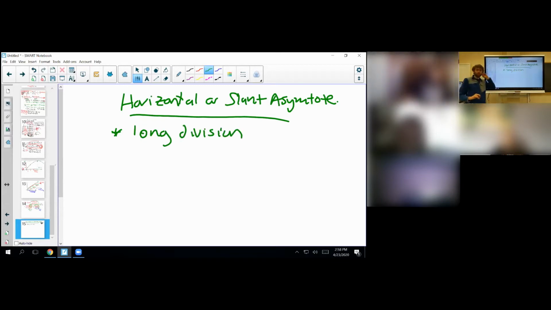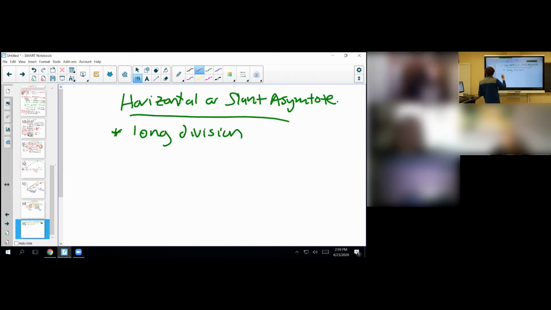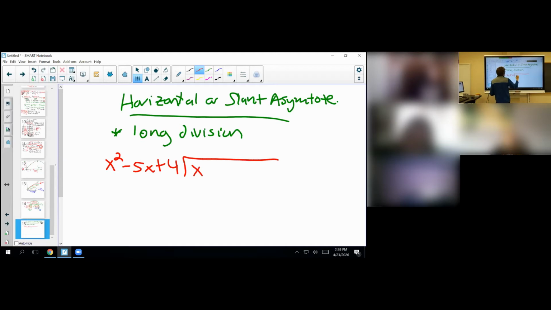Yes, so for those of you who are so sick of long division that you're about ready to go jump in a lake, I have bad news for you. There's more long division here. So the problem is x squared plus 4x minus 5 over x squared minus 5x plus 4. So I'm actually going to do this long division. And so I'm going to take the bottom of my fraction into the top of my fraction.